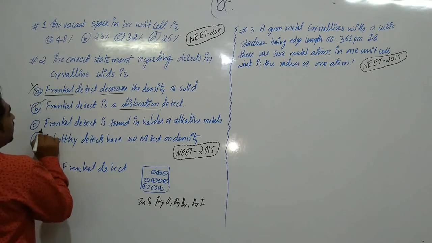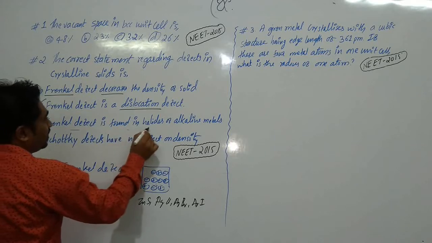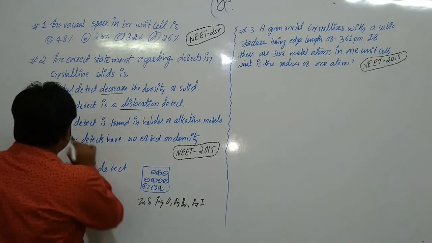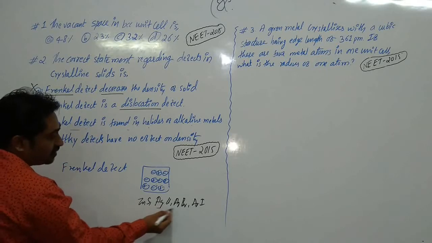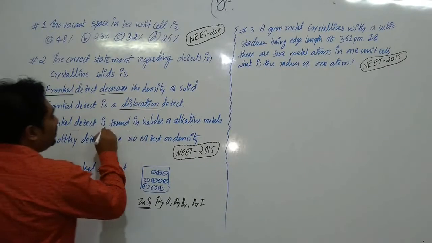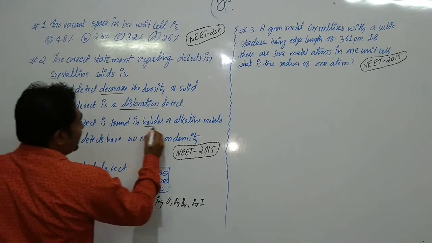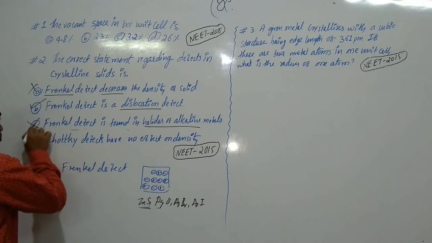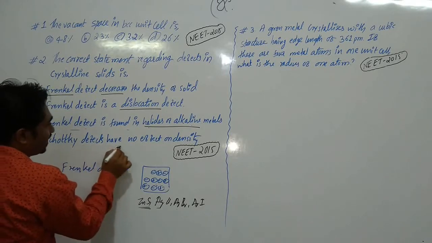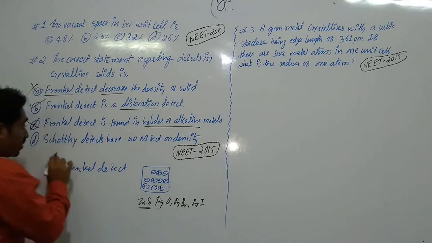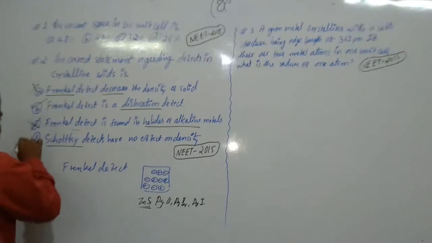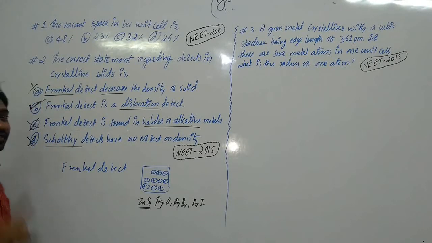Frenkel defect is found in halides of alkaline metals. See here, Frenkel defect is found in the halides of silver and also in zinc sulfide, so we cannot see Frenkel defect in halides of alkaline metals. This is also wrong. Schottky defect has no effect on density. But during Schottky defect the density of the crystal decreases. So this is also wrong. Option B is my correct answer.